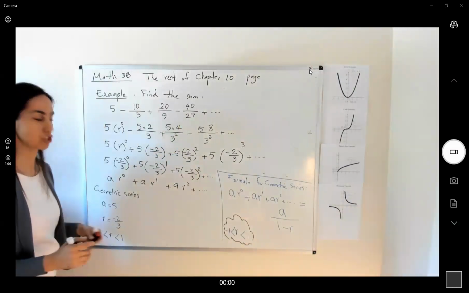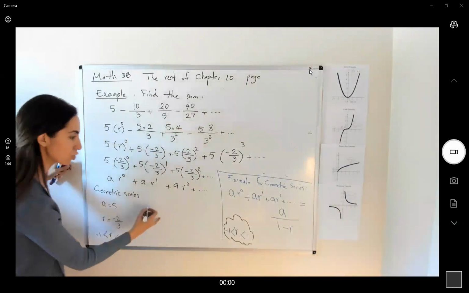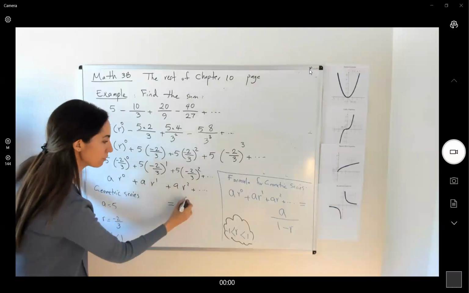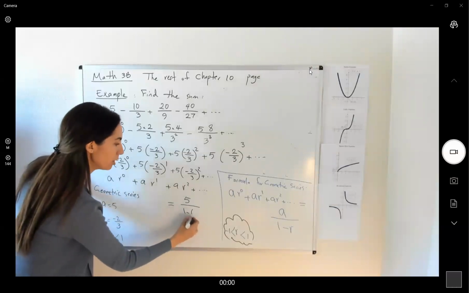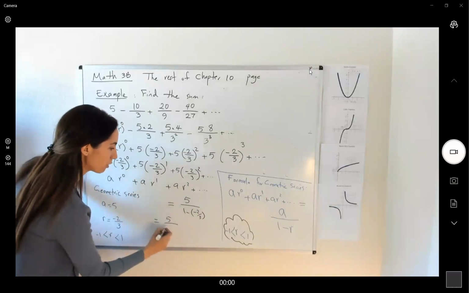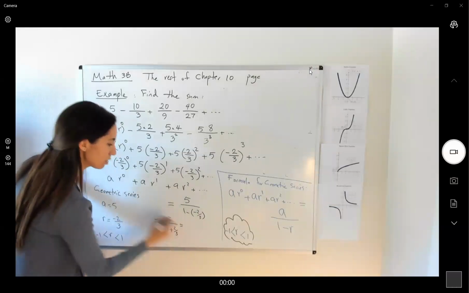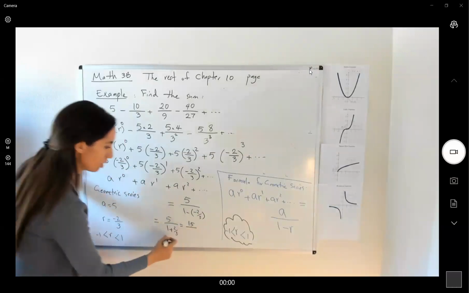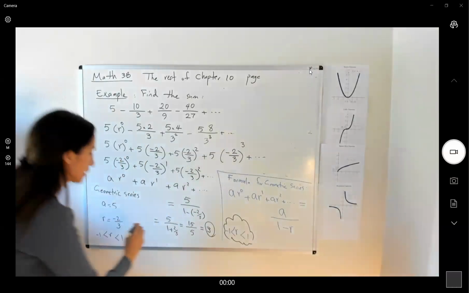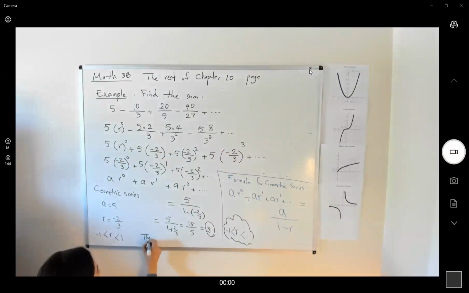Otherwise, it's a divergent series. So here you have the sum is equal to a, which is 5, divided by 1 minus negative 2 thirds. You get 5 over 1 plus 2 thirds, which is 15 over 5 or 3. Our series converges to 3.